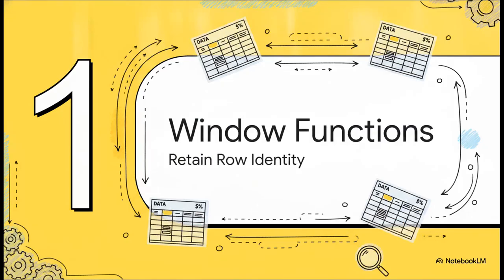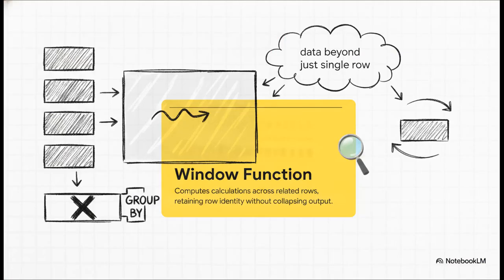Analytical window functions. Complex calculations without collapsing rows. If you have ever banged your head against a wall struggling with complex data aggregations, specifically where you desperately needed to keep the identity of your individual rows, well, this is your solution. A window function computes calculations across a defined set of rows, or a window, that relates to the current row. But here is the absolutely crucial distinction. It maintains individual row identity without collapsing the output.